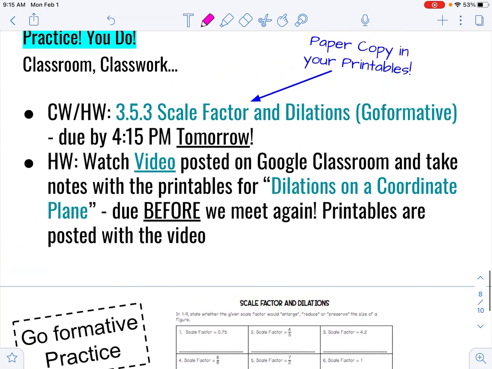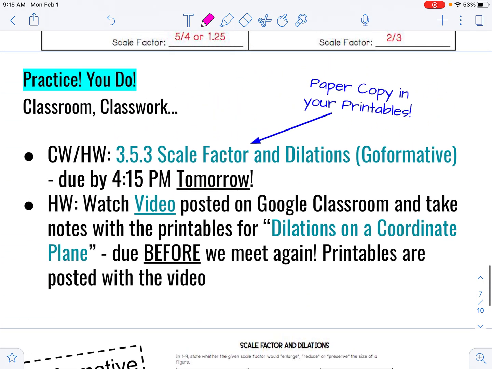And then after doing that, I have another video that I want you to watch before we meet again. It talks about doing dilations on a coordinate plane, much like we did with our translations, reflections, and rotations last week. The printables that you have for this are not going to go along with the video exactly like blank by blank, but you will get the information in the video that you need in order to fill in the blanks. So do the best you can with that. We will do examples together in class next time. I just want you to watch the video and take notes for homework.